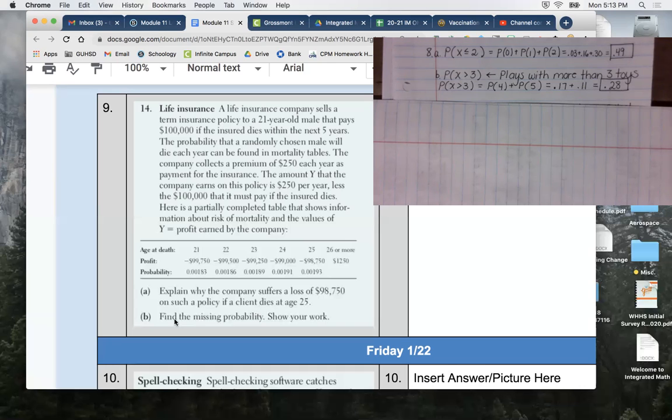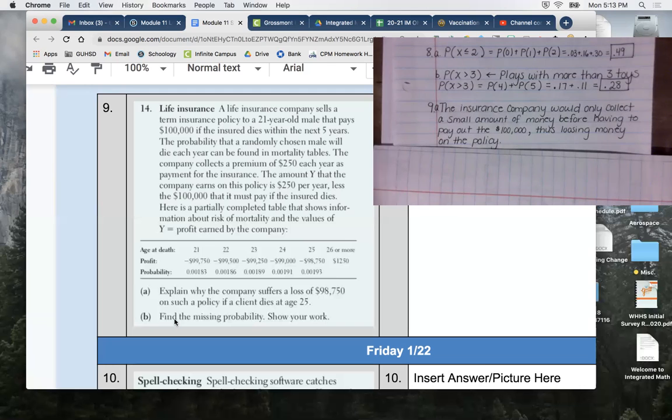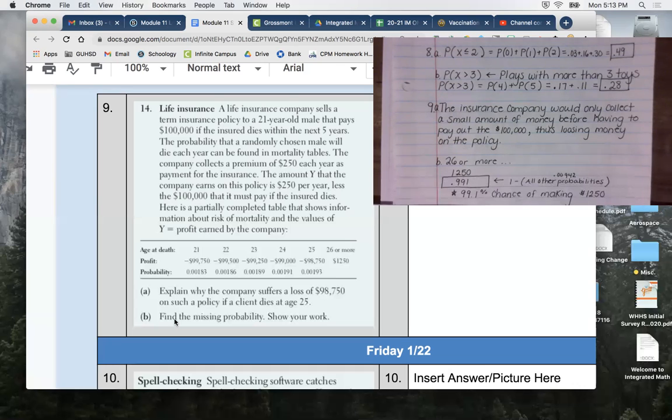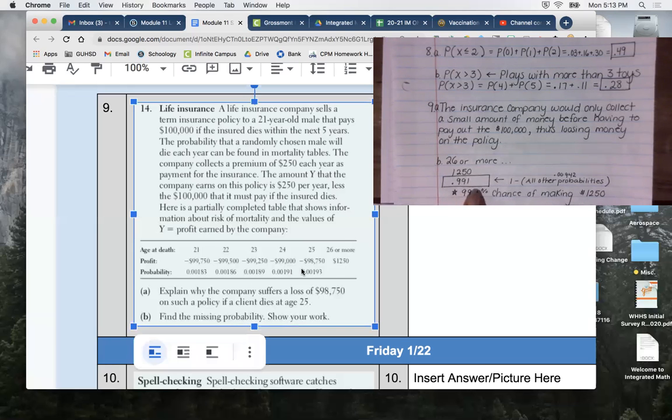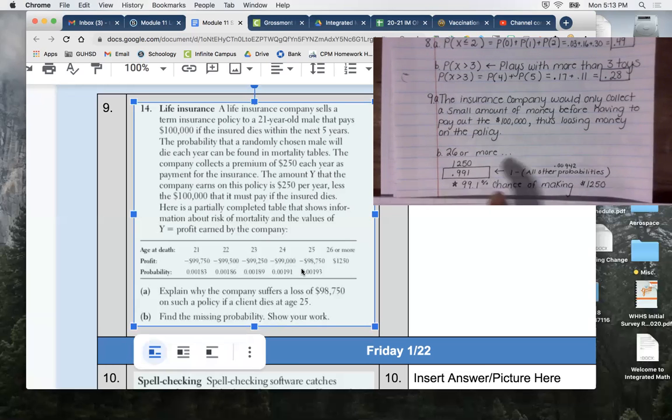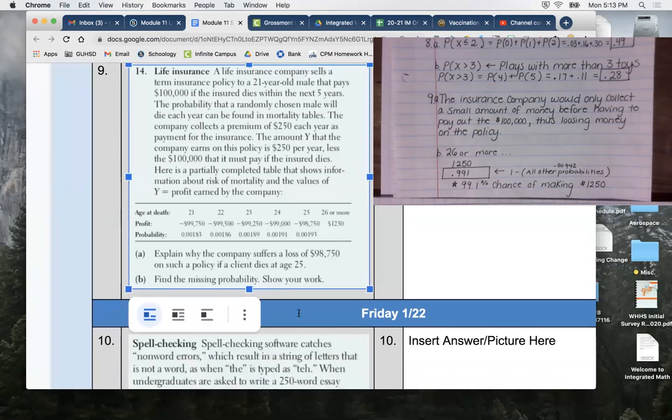So in this one, it says then to find, so I wrote that down. The insurance company would only collect a small amount of money before having to pay out the 100,000, thus losing money on the policy. On this one right here, it's asking for this missing probability. Well, these all have to add to one. So I took one and I subtracted all of these very small probabilities to get a 99.1% chance. So what that means is that 99.1% of the time, this insurance company is going to make $1,250 on people. Okay, so they can bank on making that much.